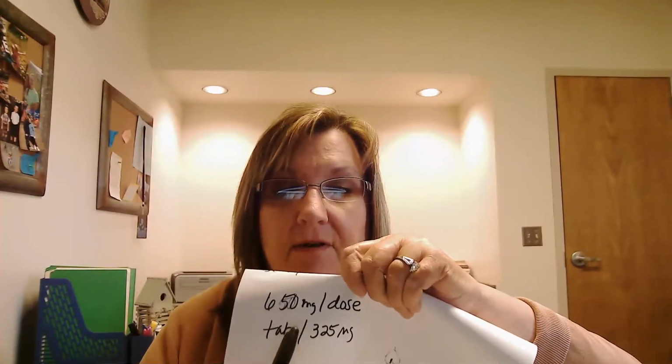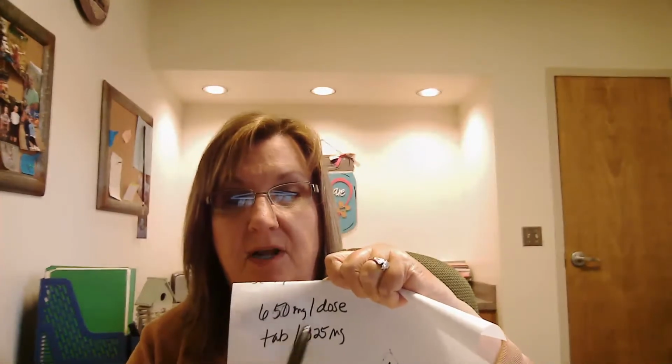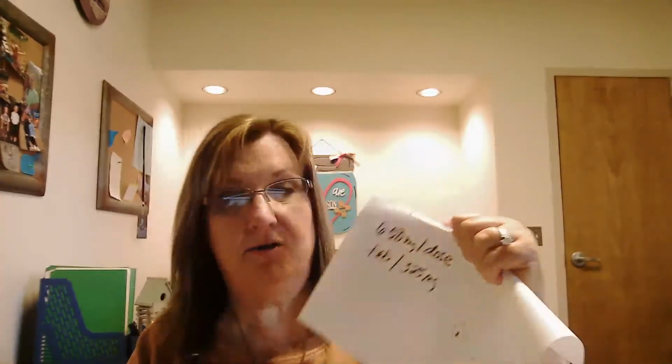So we know that 1 tab, and these are the sentences that I would get from that right here. Let me just throw this down right here. 650 milligrams per dose, and 1 tab, 325 milligrams. So if we are looking for tablets, we're going to start with tablets. So what in our problem says that we could start with tablets? We see 1 tab is 325. So you see that's how they wrote that. We know we're starting with tablets, so we write 1 tablet is 325 milligrams.